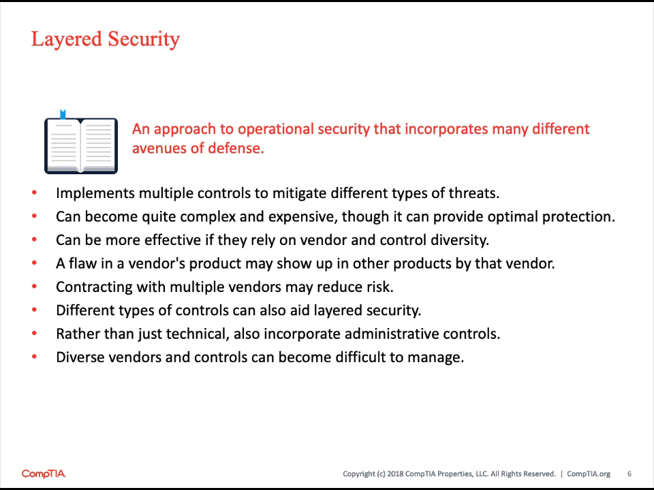However, then we also have to deal with multiple different vendors, which could be difficult to manage at some point. However, we could have different types of controls as well that are going to aid in our layered security. So it's not just going to be our technical controls, but we're going to have administrative controls. We're going to say who can access what data. We're going to have that in policy. We're going to operate under a principle of least privilege. We're going to maybe background check our employees. Maybe we separate our roles. So that all comes into parts of administrative controls.